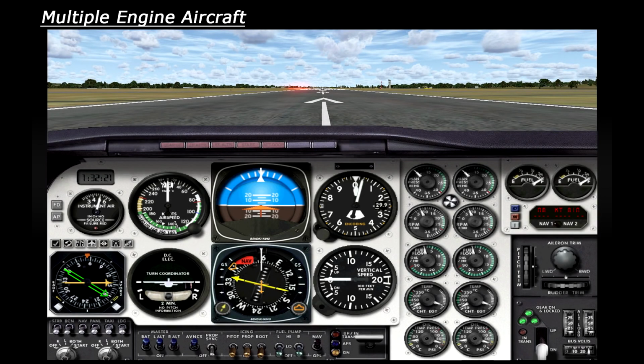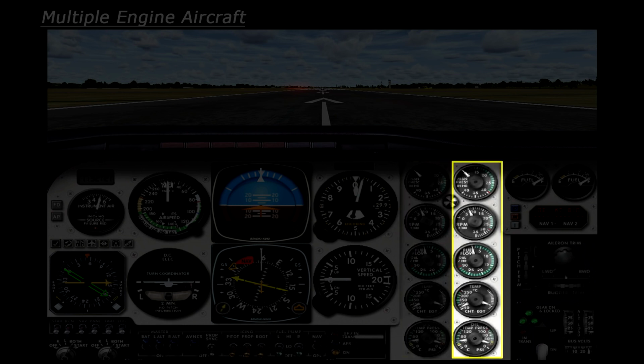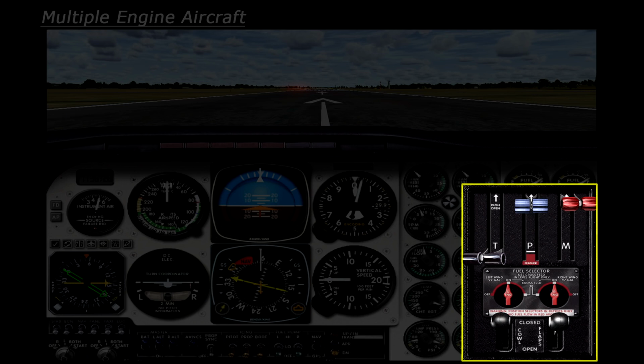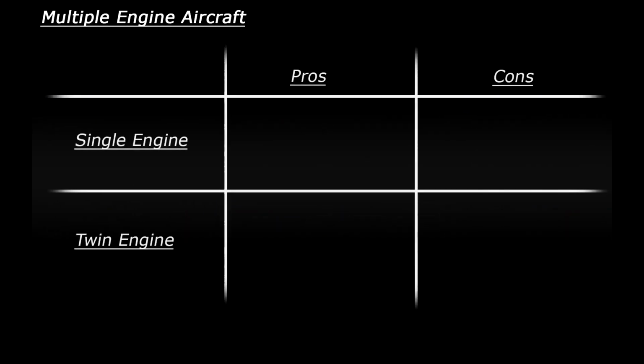So the most obvious difference is that you now have 2 engines instead of 1. This means that you have twice as many engine controls and instruments to keep an eye on. Here are the instruments for the left engine, and here they are for the right. If we have a look at the throttle quadrant, we have 2 throttle levers, 2 propeller levers, and 2 fuel mixture levers. Also looking at some of the other systems, you can see that we have a slightly more complex fuel system with a crossfeed function. Down on the switch panel here, you will find 2 engine starter switches along with 2 alternators, one for each engine. So let's look at a general comparison between a single engine and a twin engine aircraft.